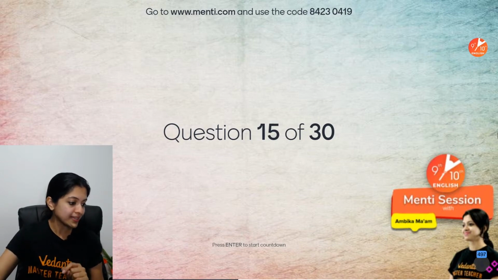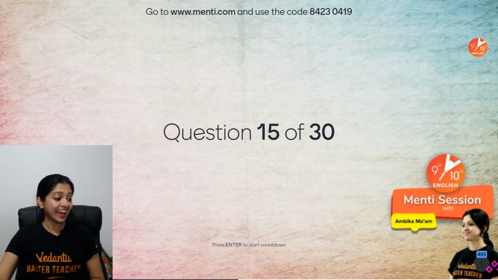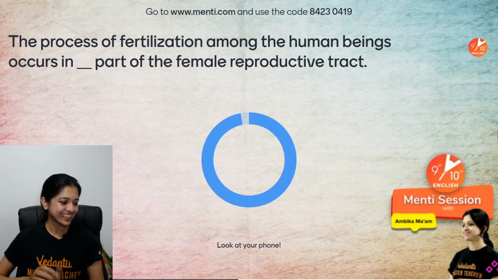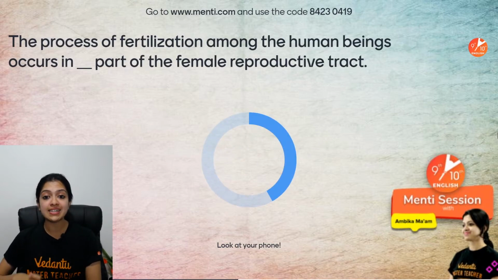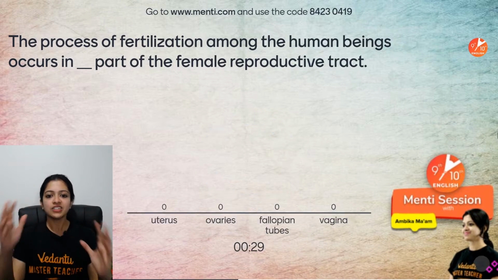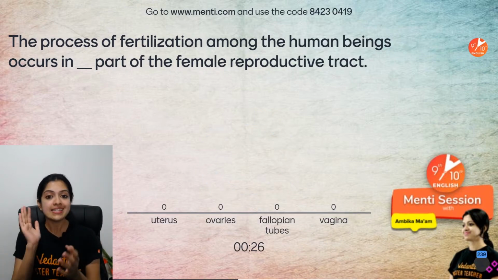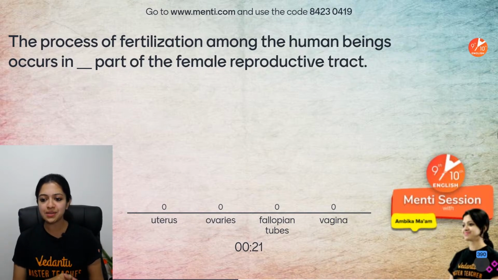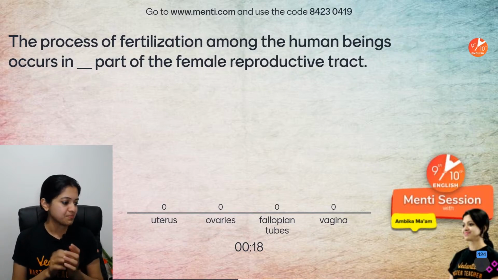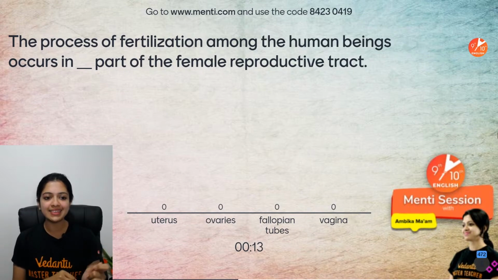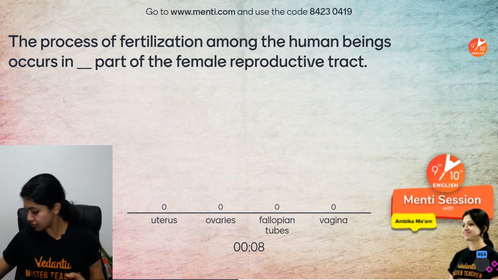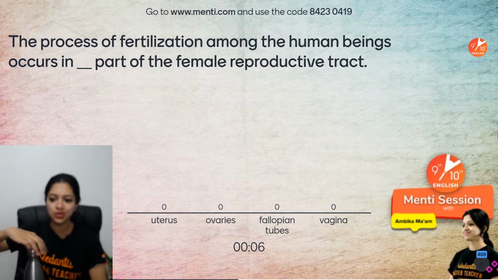Two minute silence for people who answered germination or propagation, it seems. Okay, so right here. The process of fertilization among human beings occurs in the dash part of the female reproductive tract. Site of fertilization: uterus, ovaries, fallopian tubes, or the vagina. What would the answer be? I remember this question I had asked in the ICSE Menti as well, and everyone who took part in that Menti would know the answer for sure. You can't go wrong. Okay, children, give me the answer on Menti as well, not just here in the chat box.